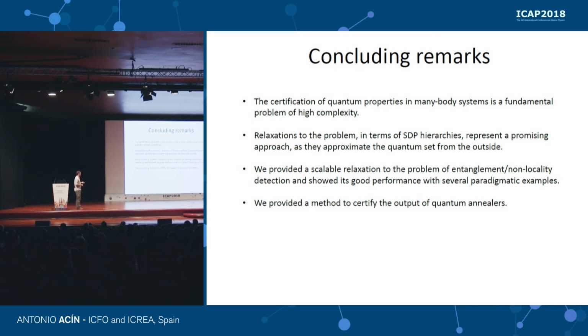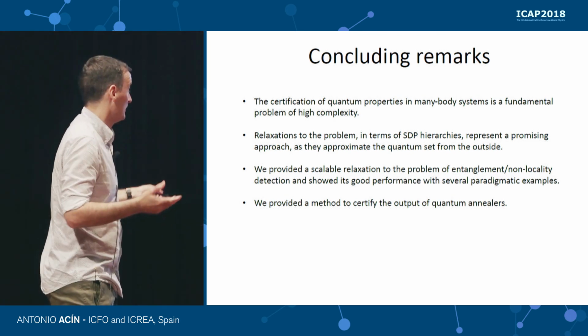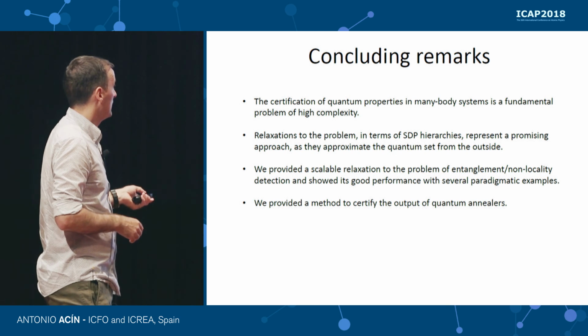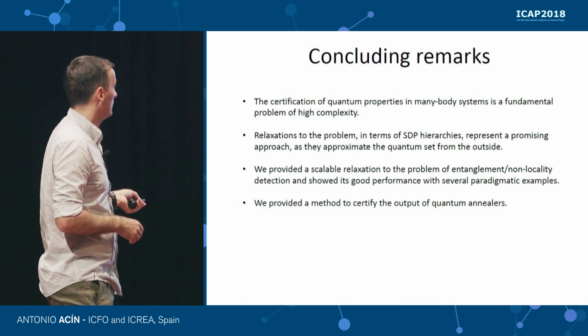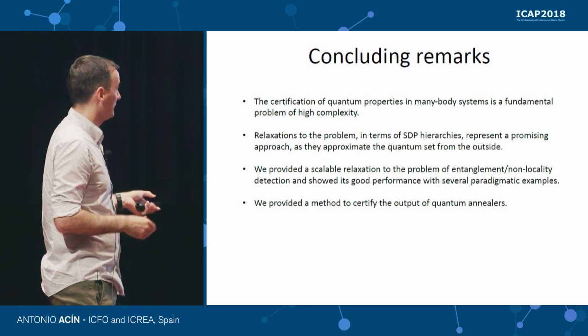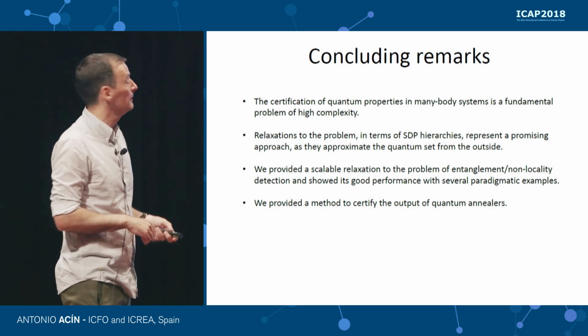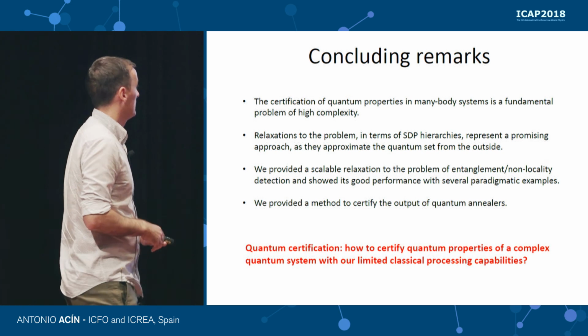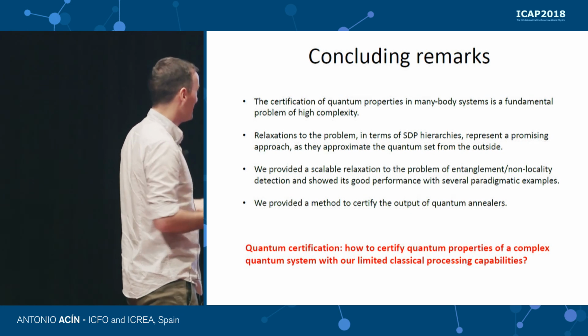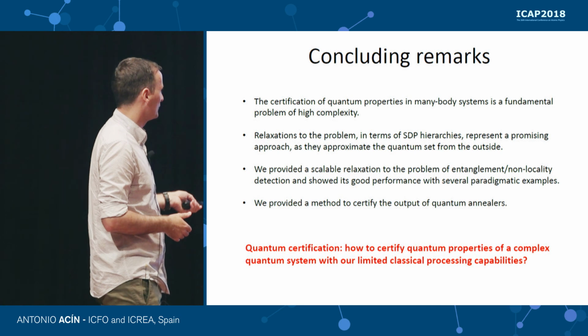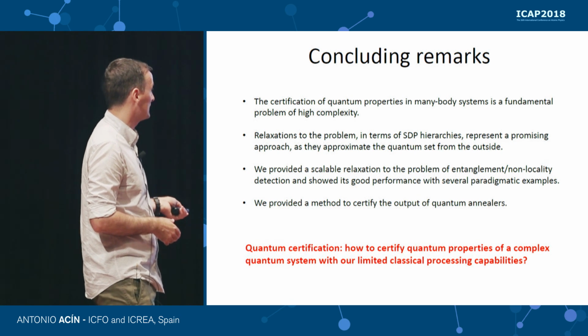So using that, I told you how you can apply it to the problem of entanglement and Bell inequality detection. And we saw that it works well for some paradigmatic examples. And also, we used it in comparison with a quantum annealer, and we could beat it in many situations. But more in general, I think this is a very relevant open problem: how to certify quantum properties of complex quantum systems with our limited classical processing capabilities. That's all. Thank you very much for your attention.